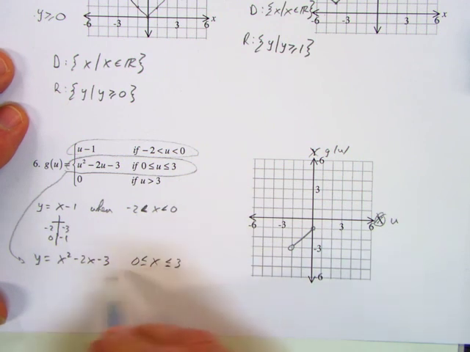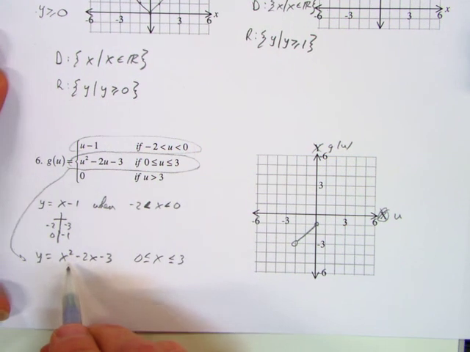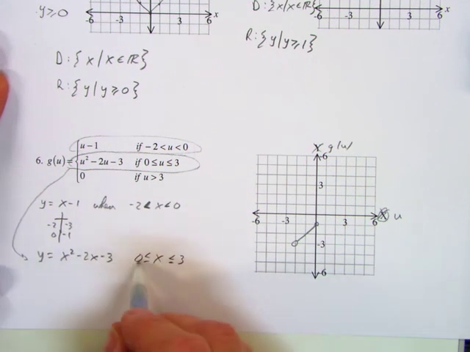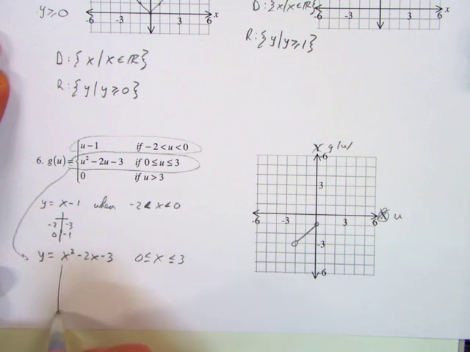All right, we know this is a parabola. It's a quadratic equation. It opens up. When we plug in, we only have 0 in terms of integers: 0, 1, 2, 3. Let's see what happens. Plug in 0, we get negative 3. Plug in 1, we get negative 4. 2, we get negative 3. And 3, we get 0.